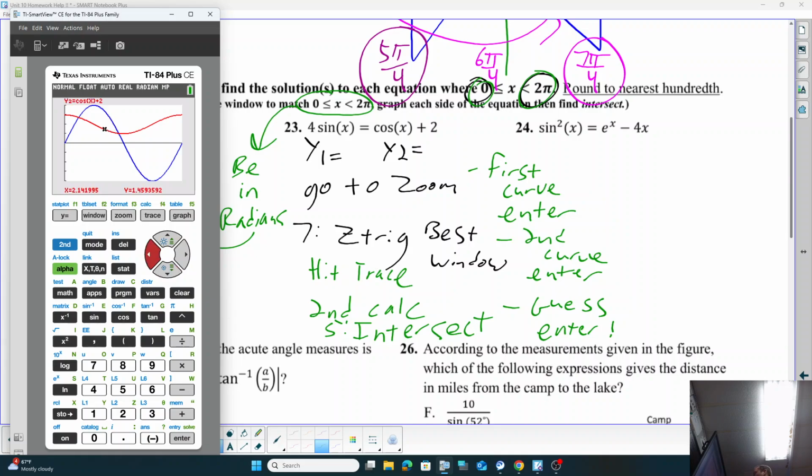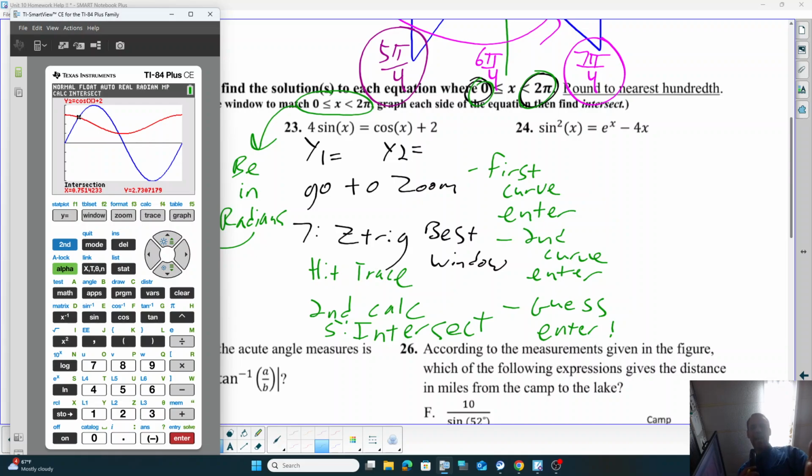We can switch back and forth. You need to trace over to the intersection. Now you're going to go second, trace, second calc. Go down to intersection. Push enter. And then enter, enter, enter. Okay, our intersection is 0.75142333.